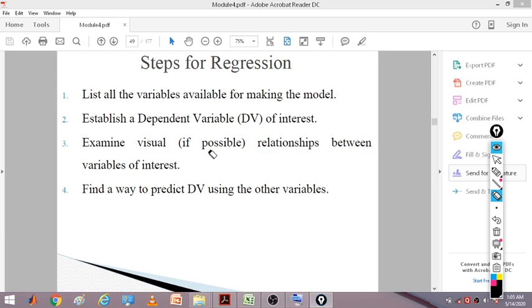Now examine the visual relationship between the variables of interest. We are going to plot these features on a scatter plot and check what kind of relationship we can obtain between the variables of interest. After plotting them on a scatter plot, we'll try to find a way to predict the dependent variable using the other variables. So in a sense, at testing time you want a particular function.